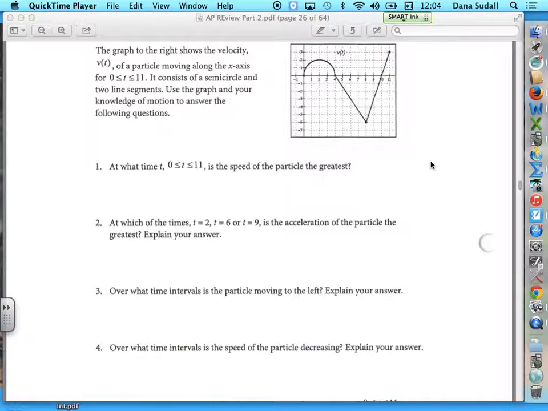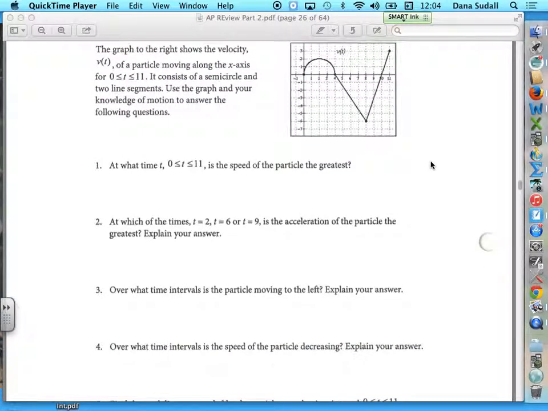So let me slide this just a little bit so we can see some more of these. At what time will the speed of the particle be greatest? So if you look at the velocity graph, we don't care whether it's positive or negative. Remember, speed's the absolute value of velocity. So when t is 8, you have the largest magnitude, so it's going to be the greatest speed.